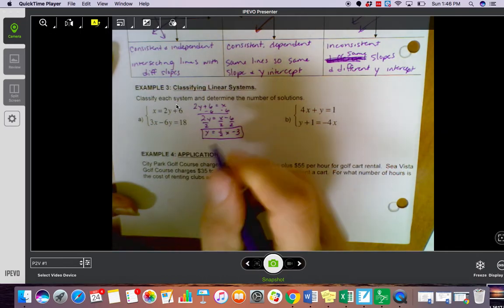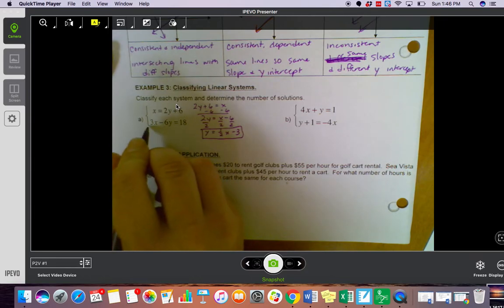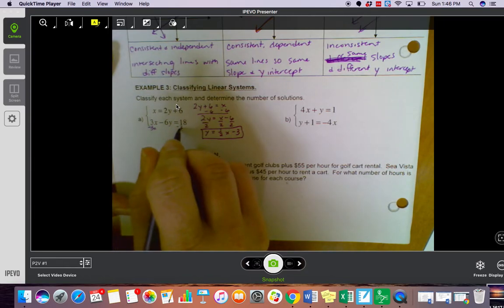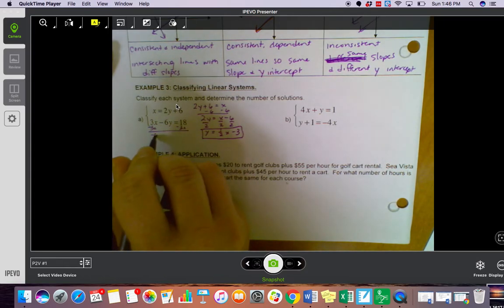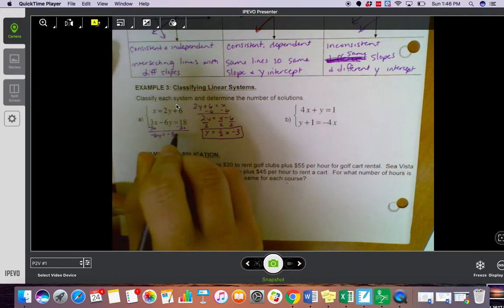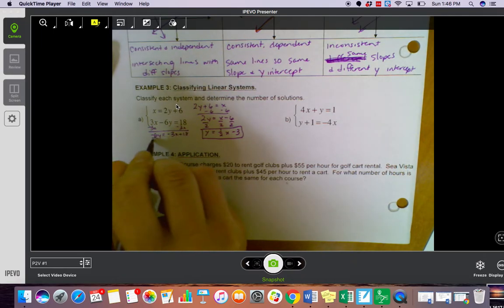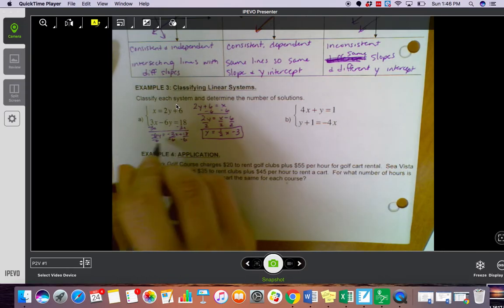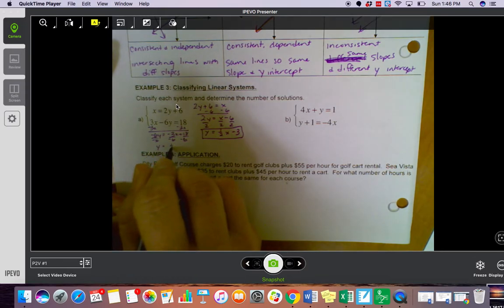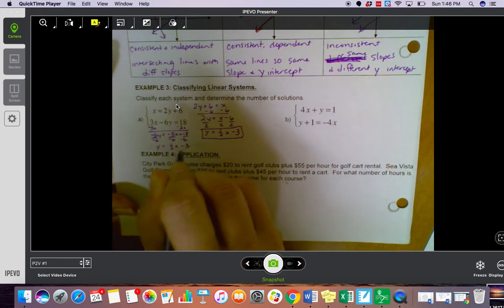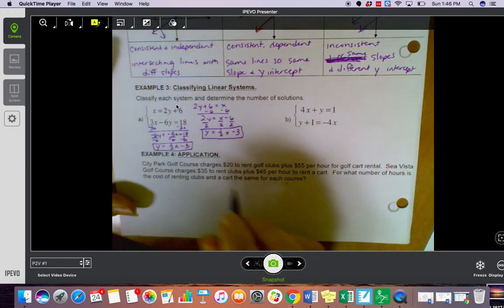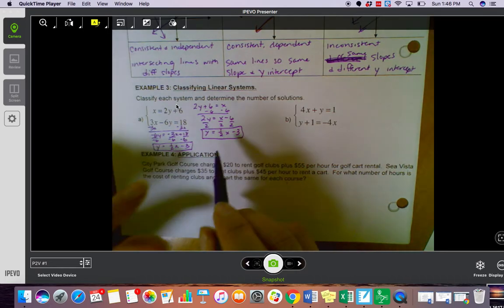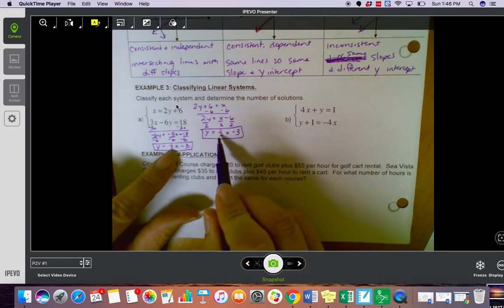That's our first one. And then I'm going to solve this and get y by itself. So minus 3x, minus 3x. Negative 6y equals negative 3x plus 18. Divide everything by negative 6. So y equals 1/2 x minus 3. So those are 2. And what we can say is we have the same slope.